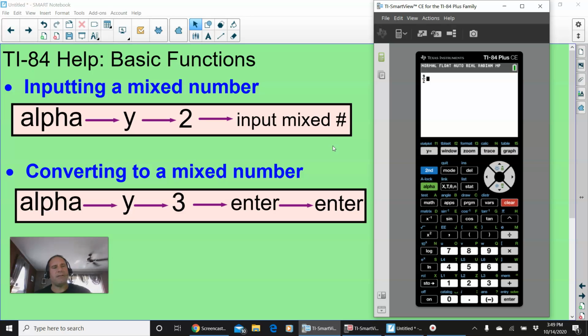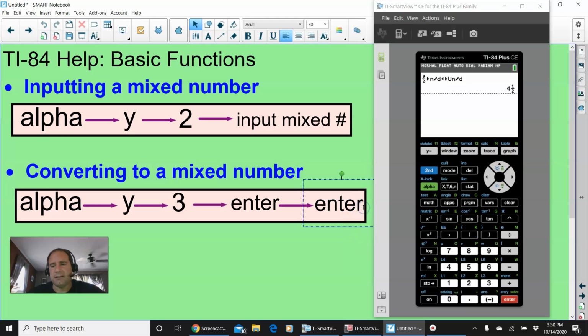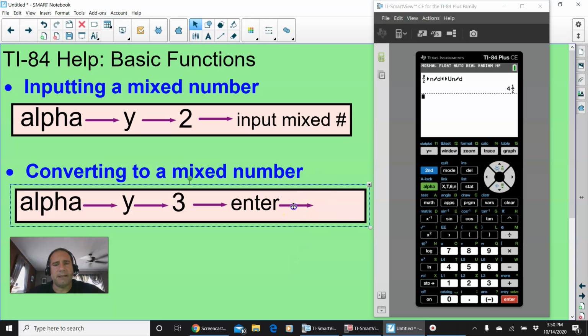So just to do that over again, converting to a mixed number, if you have 9/2 in your calculator and you want to convert that to a mixed number quickly, you press alpha Y, and then you have the option 3. You press 3, it goes back to the main screen, and then you press enter only once, and it is 4 1/2, and you don't have to press enter twice in that option, so you can get that out of there if you're copying this down.